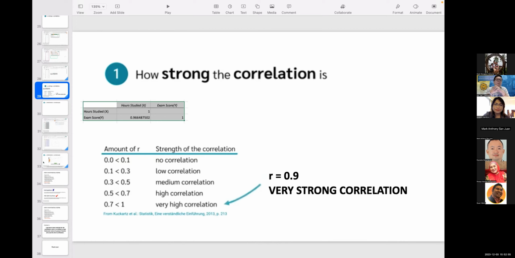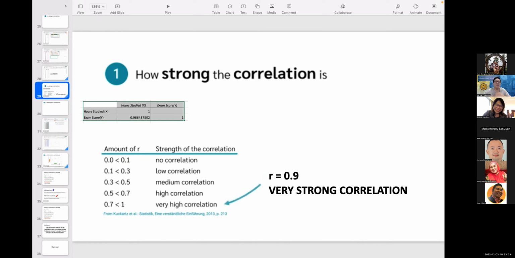And since the value of R in your scenario approximated 1, and the exam score is almost 1, which is 0.96, then that just goes to show that there is a very, very strong relationship between studying and examination result. Okay? Very good. Baka makalimutan natin yung palakpak natin kayo kahapon.